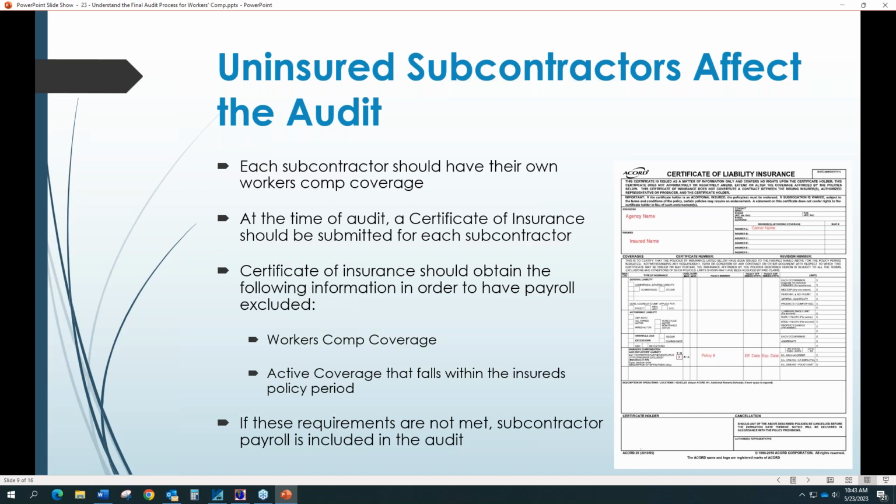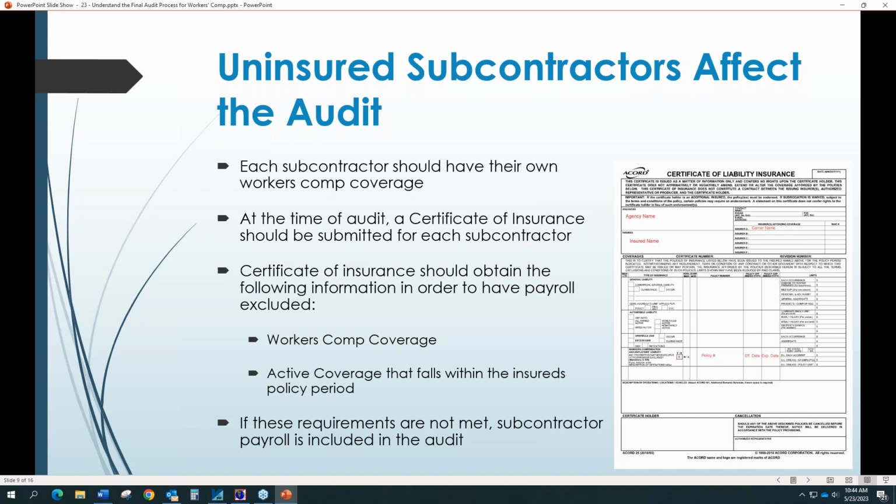I recently had a homeowners association that was audited, and the payroll was like 100,000 over what they were initially rated for. That always indicates to me, especially when it's a homeowners association, that subcontractors have been included in the final audit. So in order to avoid this, at the time of the audit, when the insured submits all of the payroll records and other audit documentation, the insured also must submit a certificate of insurance for each subcontractor they've used during the policy period.